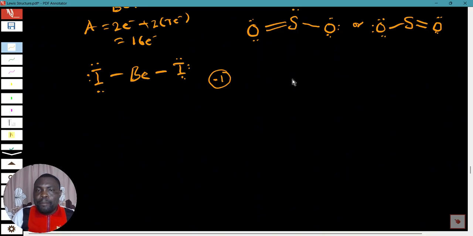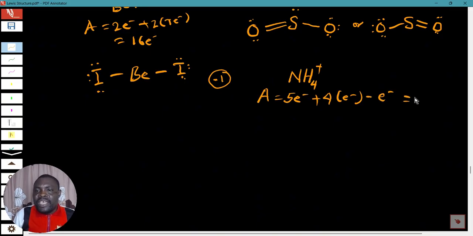Now let's take, for example, ions. Let's have the ammonium ion. Now the available electrons: nitrogen gives me 5 electrons. Hydrogen will give me 1 electron, so for the 4 hydrogens it will be times 4, minus 1 electron because of the +1. That will give me a total of what? 8 electrons.